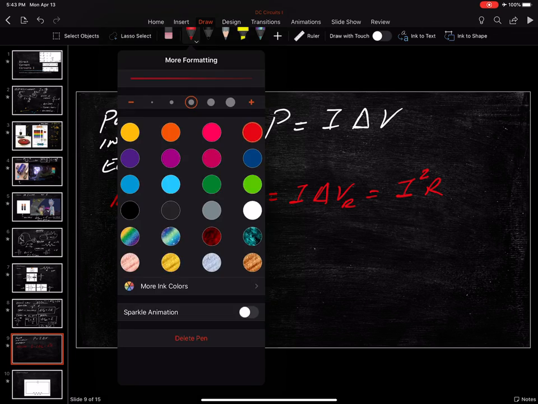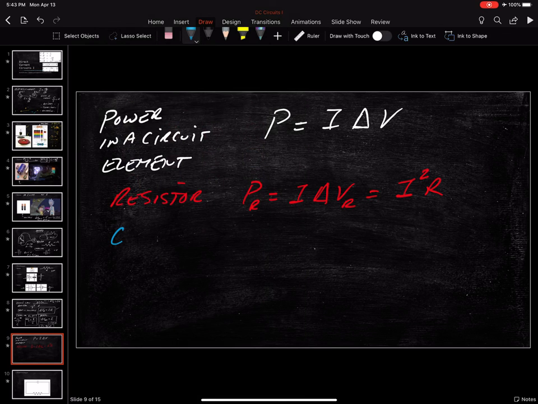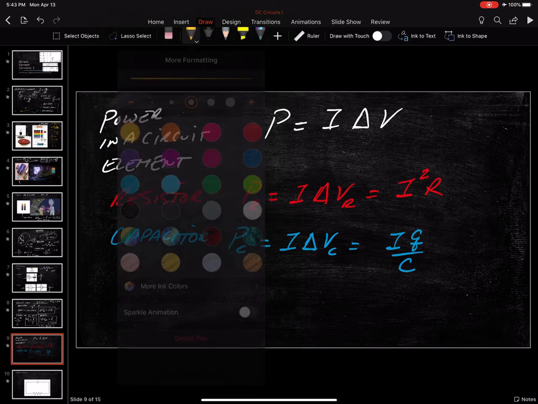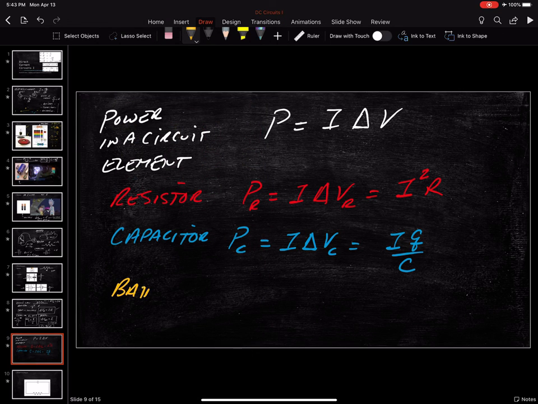For a capacitor, P for the capacitor is the current times delta V capacitor, and that would be I times Q over C. Again, I should probably stick with little q here. Little q over C. And then finally for a battery, the power supplied by the battery would be I times E. Okay, and that's kind of as much as you can do.